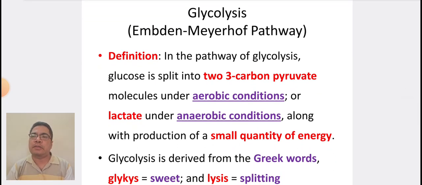Coming to glycolysis or Embden-Meyerhof pathway. Definition. In the pathway of glycolysis, glucose is split into two 3-carbon pyruvate molecules under aerobic conditions or lactate under anaerobic conditions, along with the production of a small quantity of energy. Glycolysis is derived from the Greek words glykis, which means sweet, and lysis means splitting.